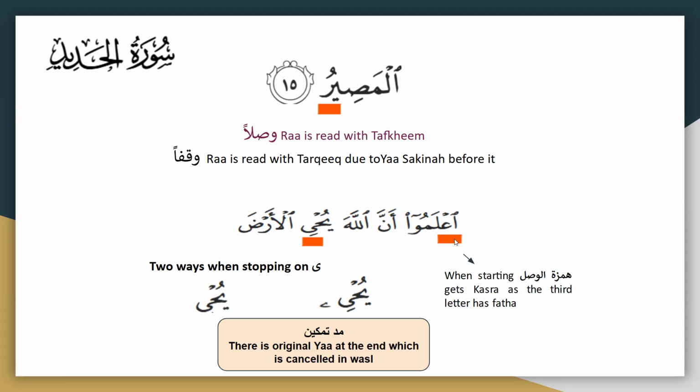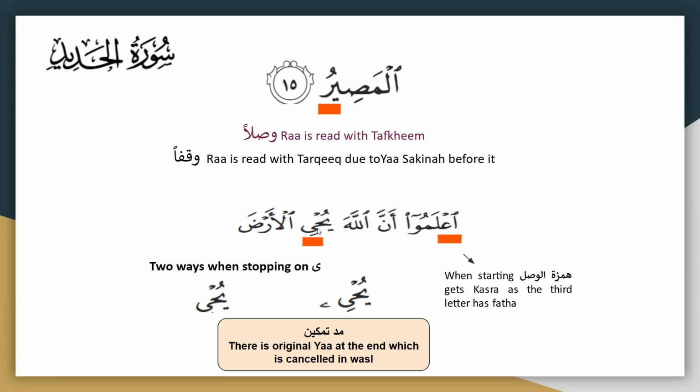We have the word i'lamu anna Allah yuhyi al-arda. When starting from Hamzatul Wasl, you give it a kasra. Hamzatul Wasl will get a kasra because the third letter has a fatha. We give fatha to the Hamzatul Wasl only when there is a lam after it. There is no lam here, so no fatha on Hamzatul Wasl. Give it a kasra.